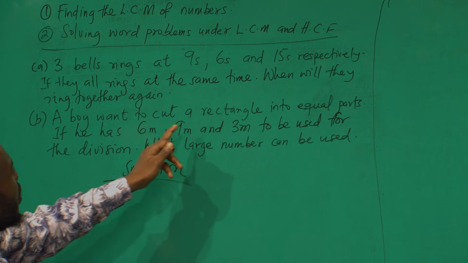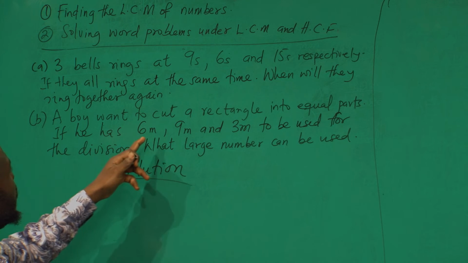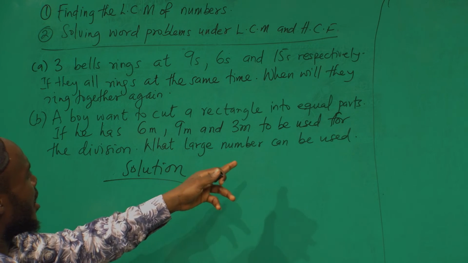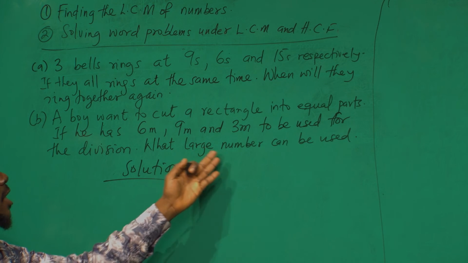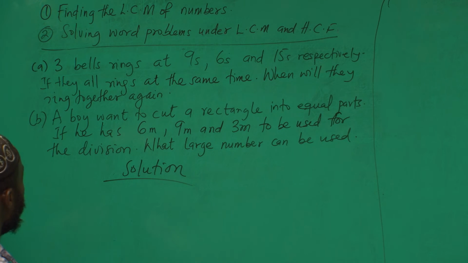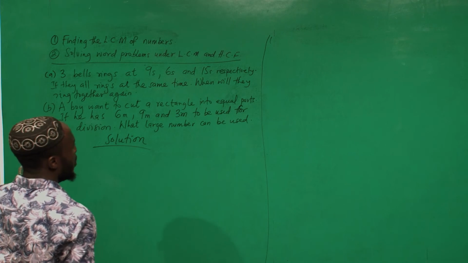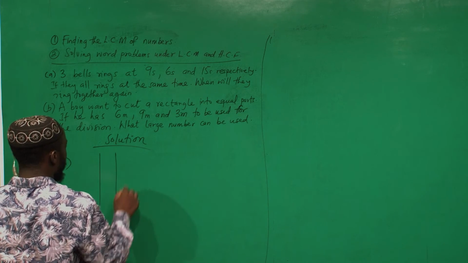Question 2, a boy wants to cut a rectangle into equal parts. If he has 6m, 9m, and 3m to be used for the division, what large number can be used? So since they are asking you what large number can be used, it is what? HCF. So let's tackle B and use A as an assignment. So B, since we know it's HCF, we are going to use the table method.